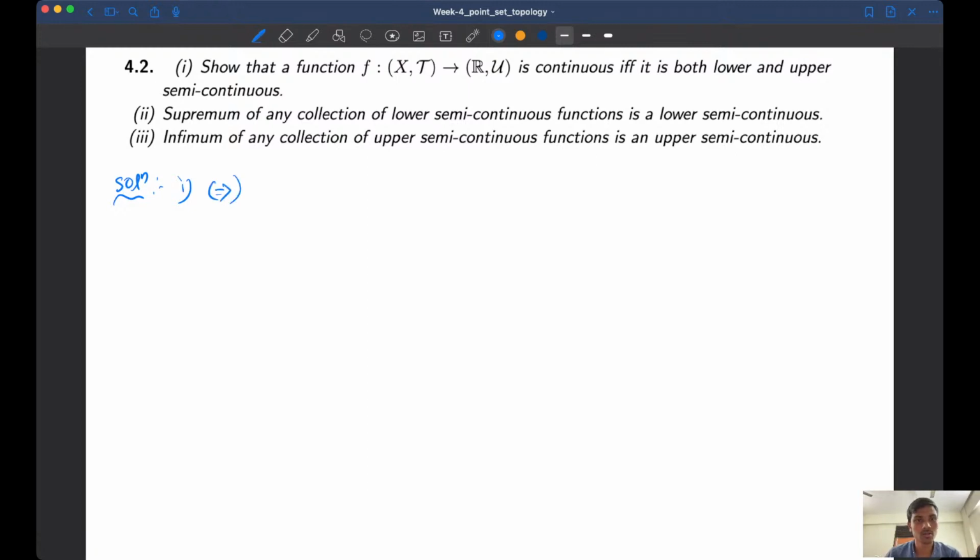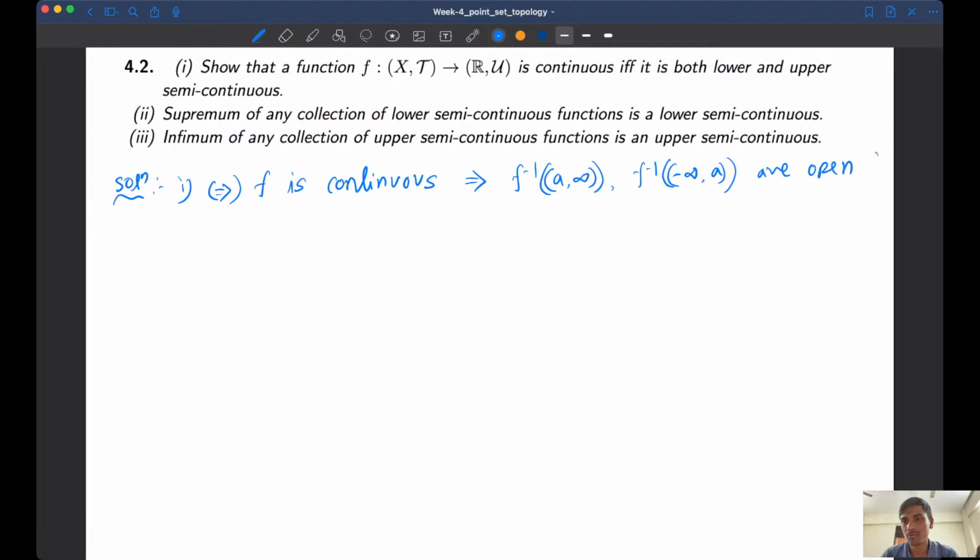So the converse is also almost immediate. If f is continuous, this implies f inverse of (a, infinity) and f inverse of (minus infinity, a) are both open for any a. So that means it is exactly the thing that it is both upper and lower semi-continuous.